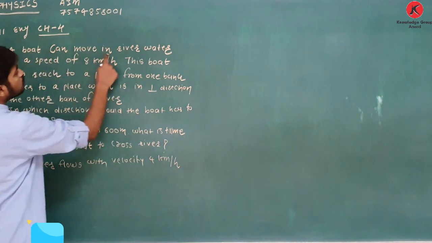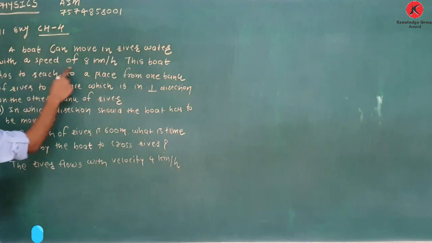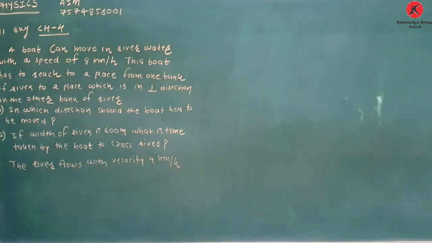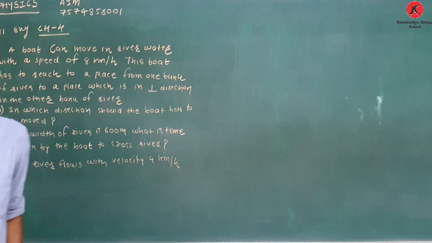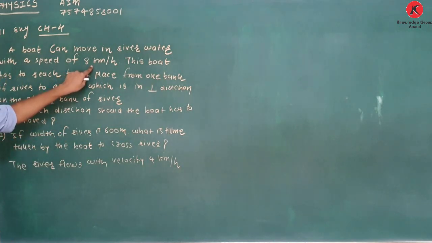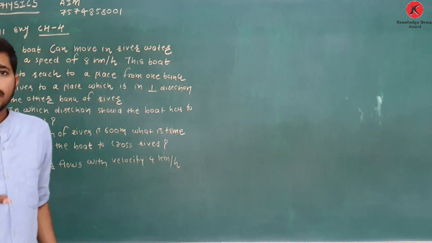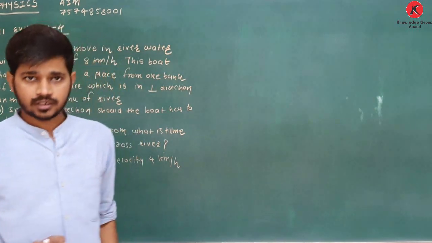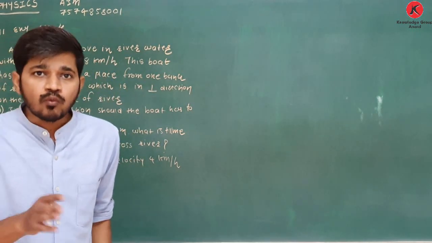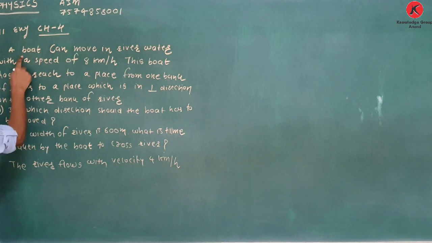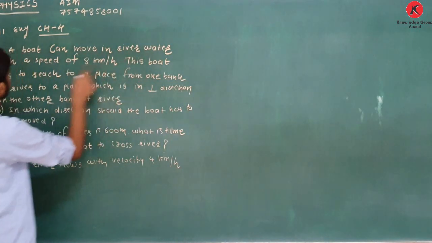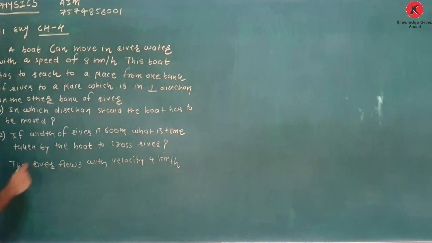A boat can move in the river with a speed of 8 km per hour. The boat is moving in water, so it is nothing but the speed of the boat with respect to water, because the boat is moving in water. So understand this data. A boat can move in river water with a speed of 8 km per hour. So this 8 km per hour is the speed of the boat with respect to water.